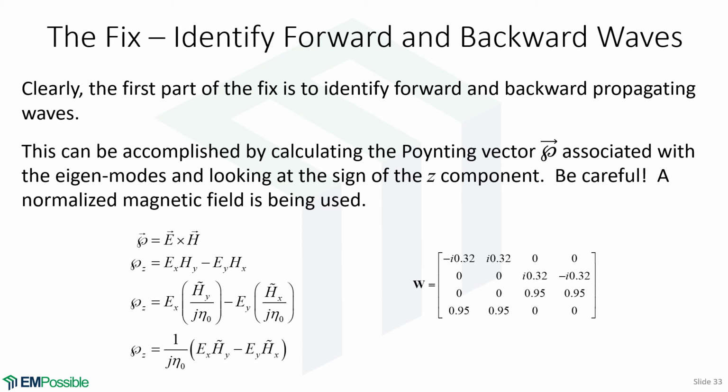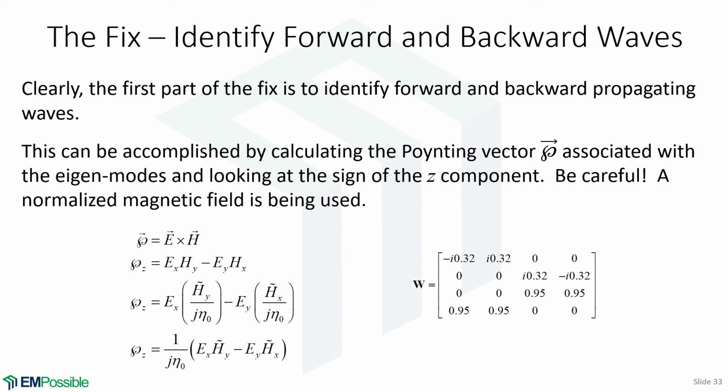So how do we fix this? Well, if it deals with just treating backward waves incorrectly, obviously we're going to have to somehow distinguish between the forward and backward propagating waves. How do we do that? And there's a few ways, but here's one way.